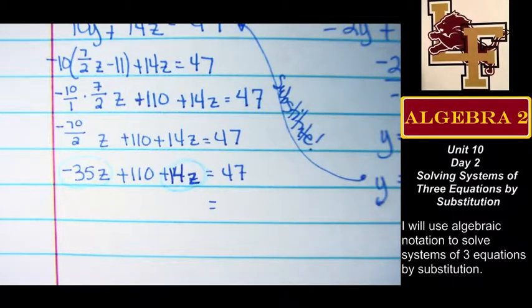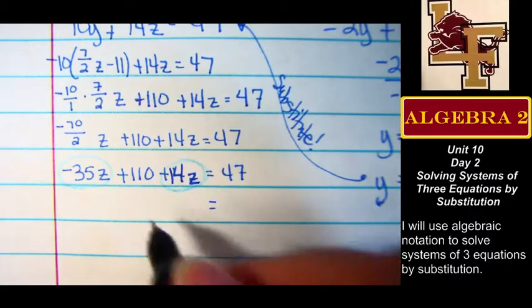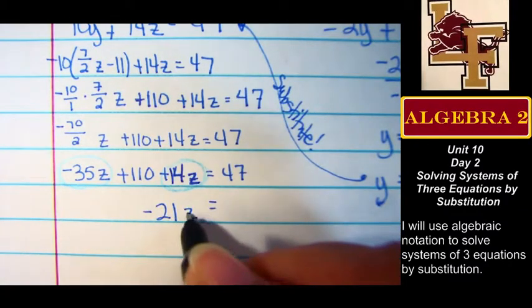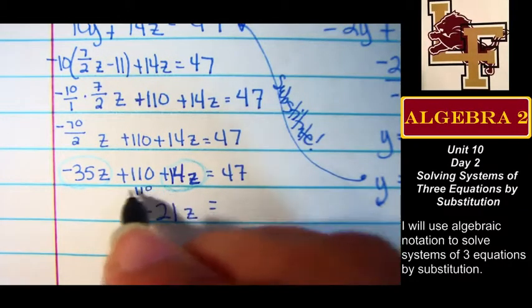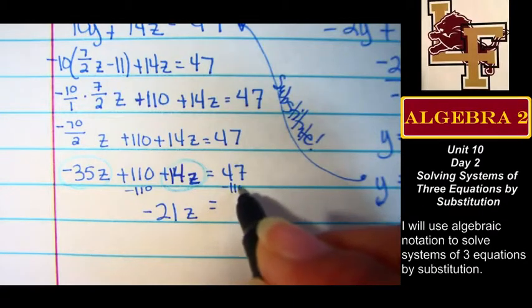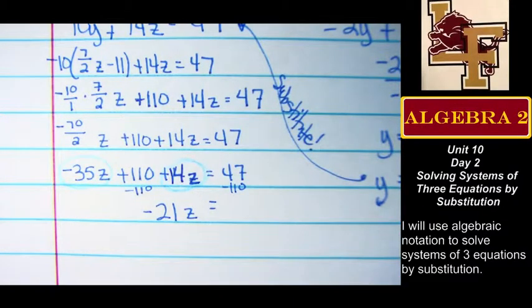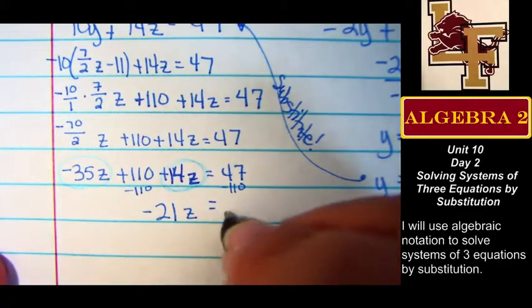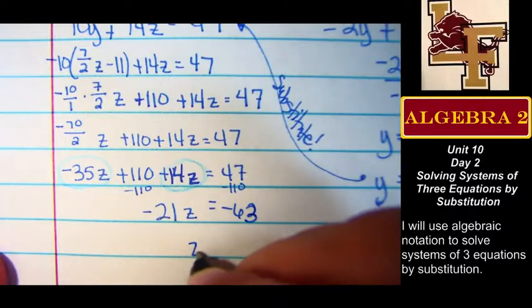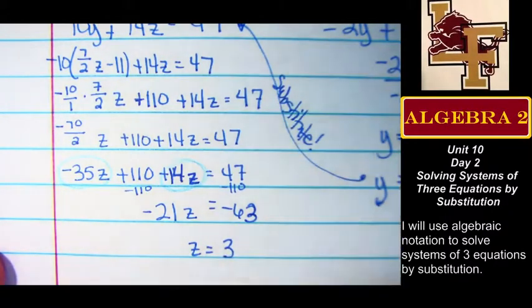Negative 21. And then I'm going to subtract the 110 from both sides. So 47 minus 110. Negative 63, right? Yeah. Then we're going to divide both sides by negative 21. And I think we end up with a positive 3.